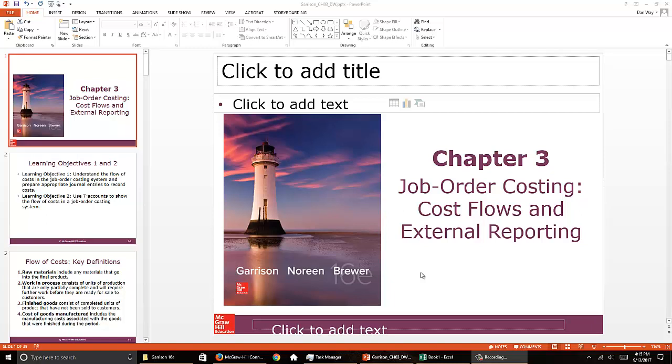Hi everyone, I wanted to spend a few minutes talking about some of the highlights of Chapter 3 as you were continuing your study. So Chapter 3 is job order costing, cost flows, and external reporting.